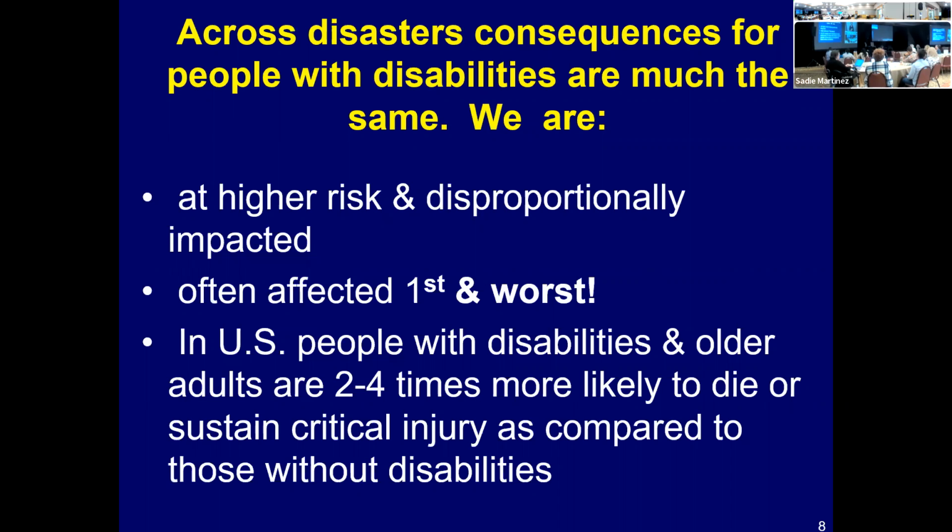So across disasters, the consequences for people with disabilities are much the same. It doesn't matter: fire, earthquake, tsunami, we're at higher risk. We're disproportionately impacted. We're often affected first and worst. And by this time, you probably all know this factoid that people with disabilities are 2 to 4 times more likely to die or sustain a critical injury as compared to those without disabilities across disasters.